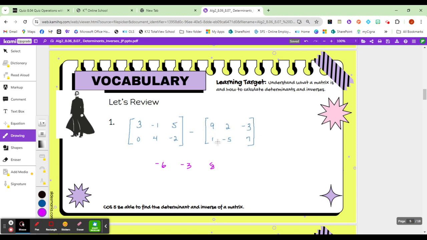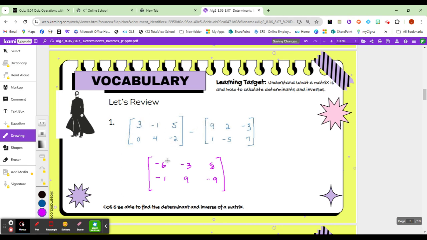0 minus 1 is -1. Almost made a mistake there. 4 minus -5 is 9. And -2 minus 7 is -9. And then I'm a human being and I make mistakes all the time. So I'm just going to go back and check my math.